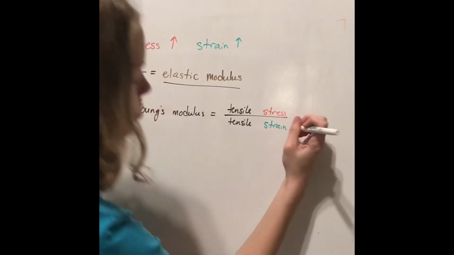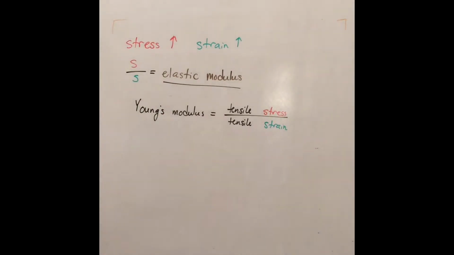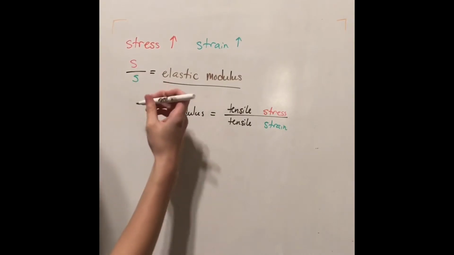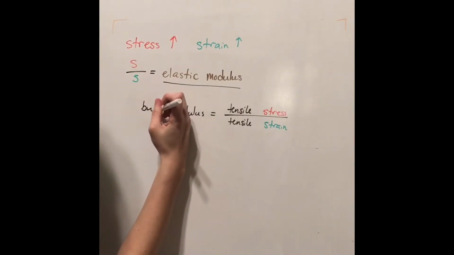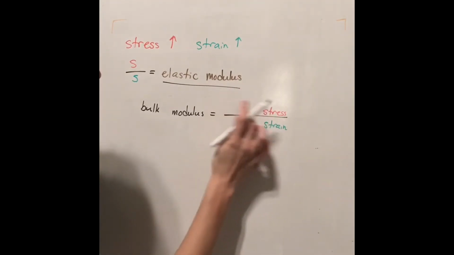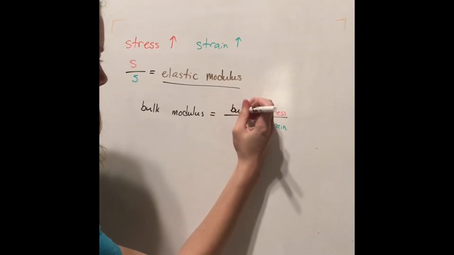In addition, the modulus that is associated with compressive or bulk stress and strain is known as the bulk modulus. It is a measure of the ability of a solid object to resist changes in volume when being compressed from all sides. It can be calculated using the formula bulk modulus is equal to bulk stress divided by bulk strain.